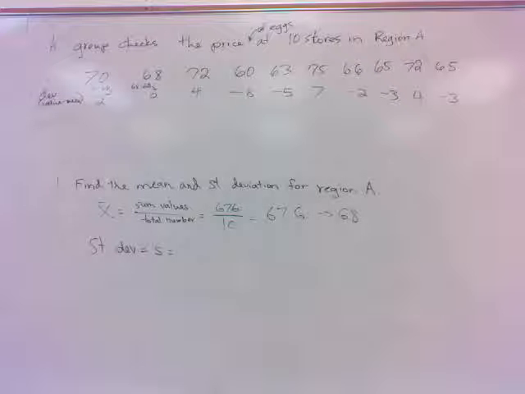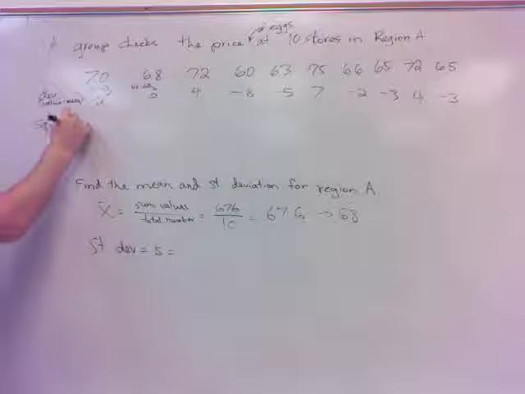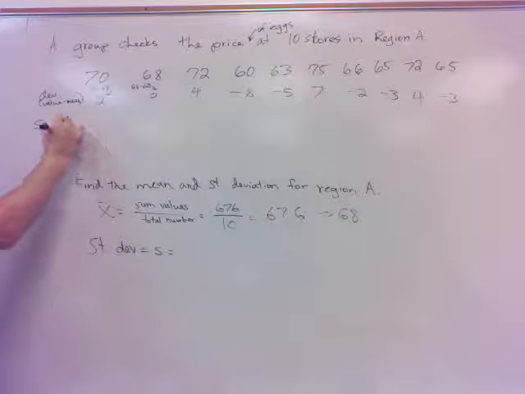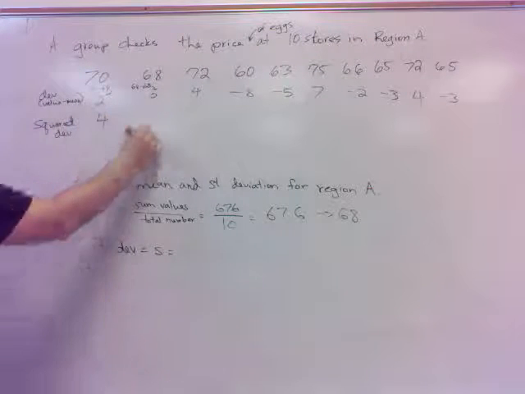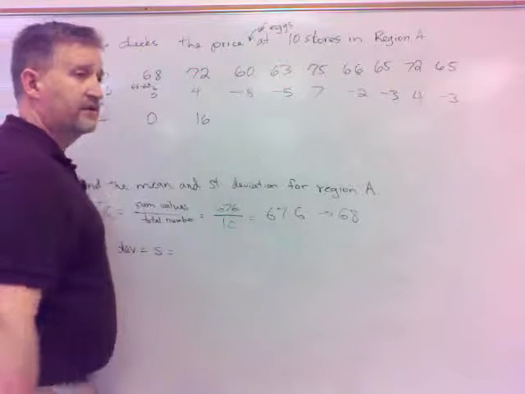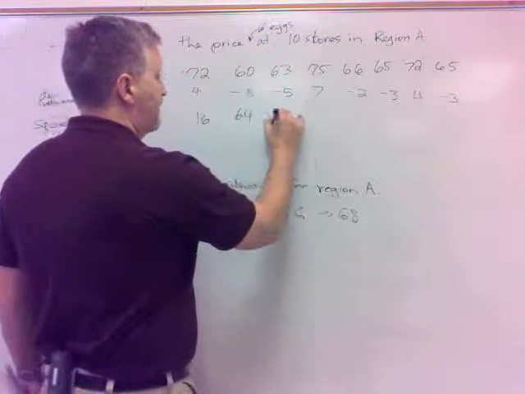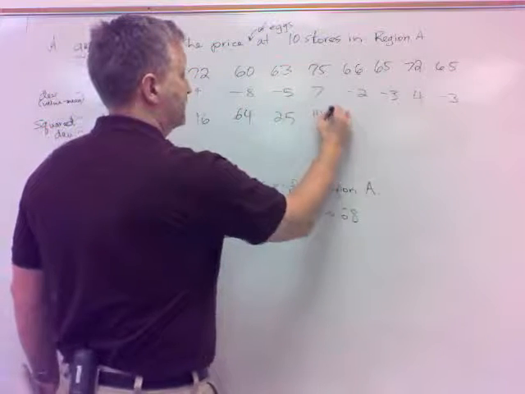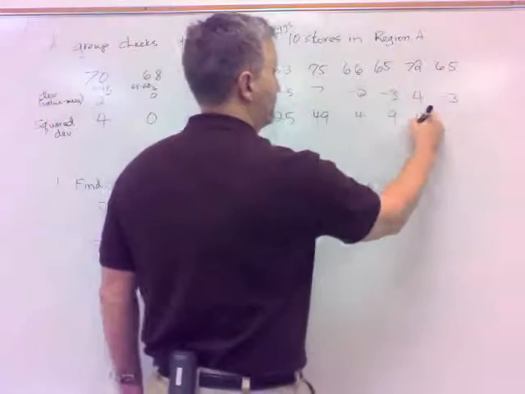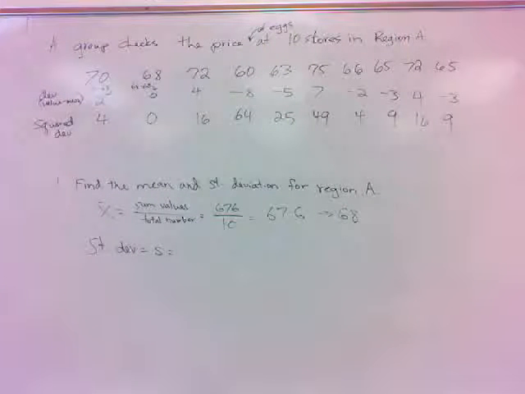All right. Well, now go and square those, right? Square them. That would be 2 times 2 is 4, 0 times 0 is 0, 4 times 4 is 16. Negative 8 times negative 8, positive 64. Negative 5 times negative 5, 25. 7 times 7 is 49. 4, 9, 16, and 9. So far, so good. Believe that?